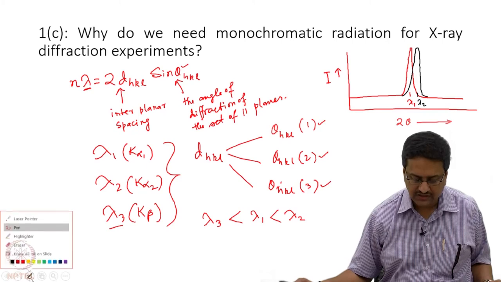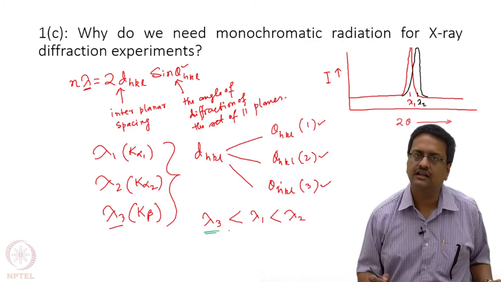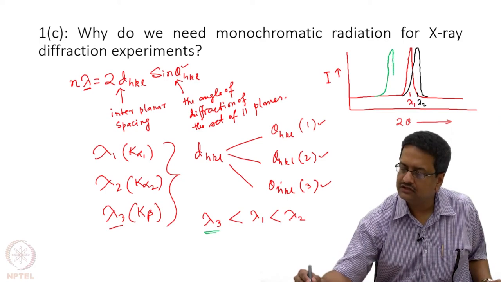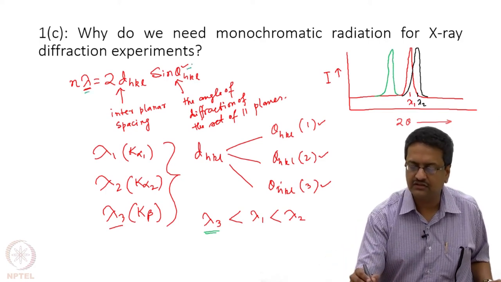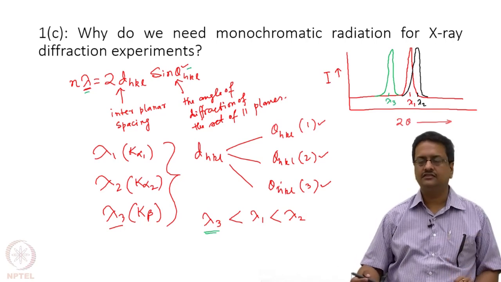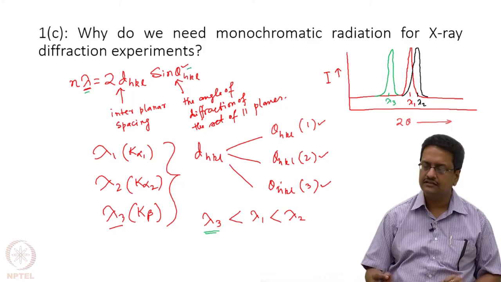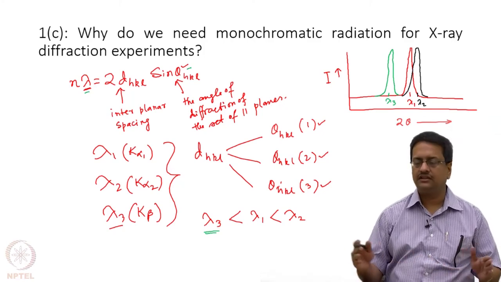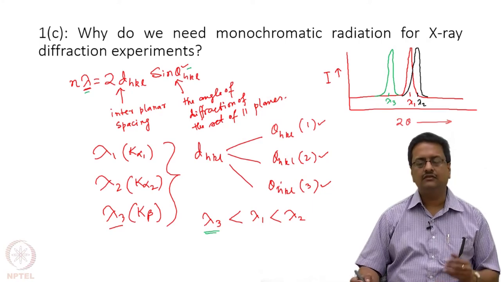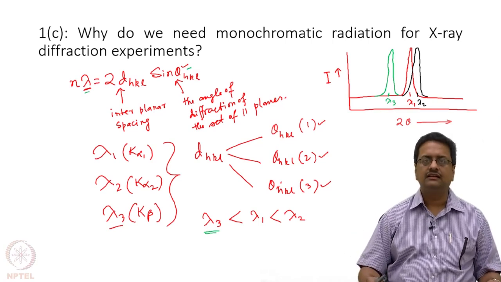But when we use K beta radiation, where if you remember K beta is significantly shorter than alpha, the corresponding peak would appear at a much smaller 2 theta value, because when lambda is small, 2 theta is also small. So, if the incident radiation is not monochromatic, then for every reflection we would get 3 distinct peaks at 3 different 2 theta values, and this will totally spoil our X-ray diffraction experiment to determine the structure. So, that is why we cannot use this characteristic radiation as it is, rather we need a monochromatic X-ray radiation.